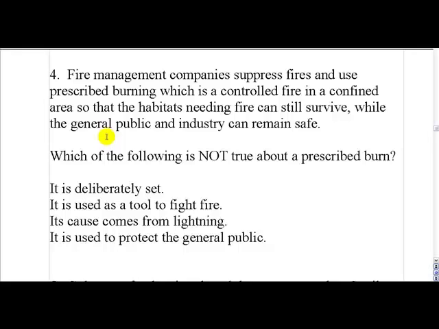I think where it says it is a controlled fire so that habitats needing fire can still survive while the general public can remain safe, which means protected. So what is not true? It doesn't say anything about lightning. Lightning means it's a natural cause. It's caused by nature. But the rest of these things are all things that the reading passage does mention.